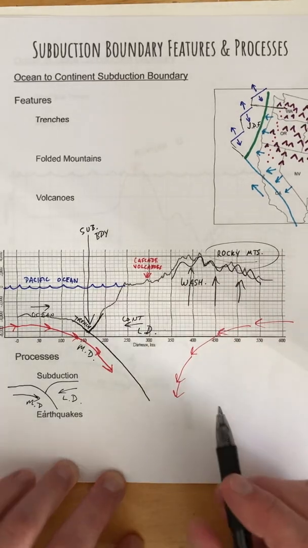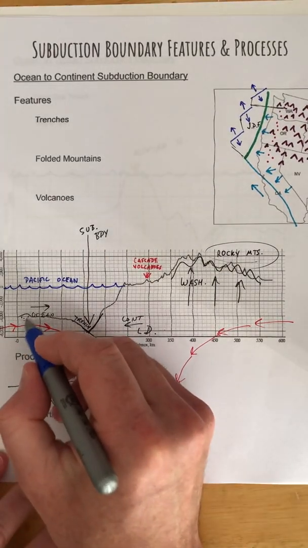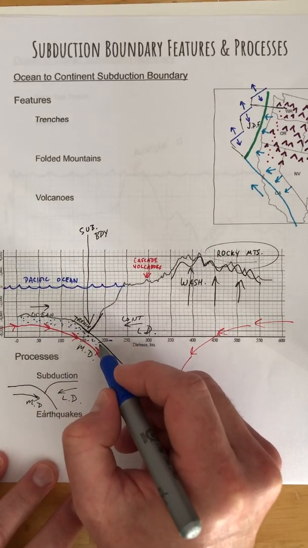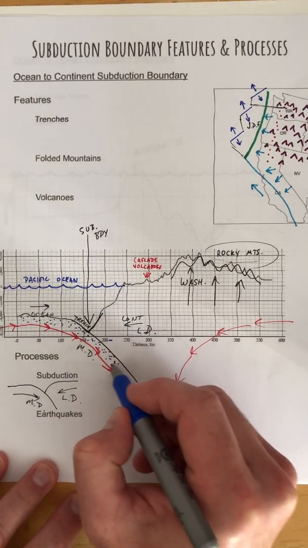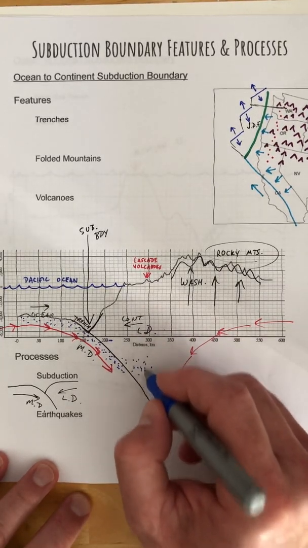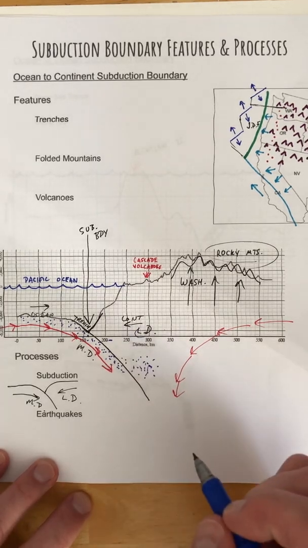Now the other curious thing is this. As it goes down, it takes water with it, because you've got to realize this plate is saturated with water. It's in all the pore spaces of the rocks. So as it goes down, it takes these little bits of water with it, and the water leaches out a little bit into this continental crust, which is less dense, which means it melts easier.